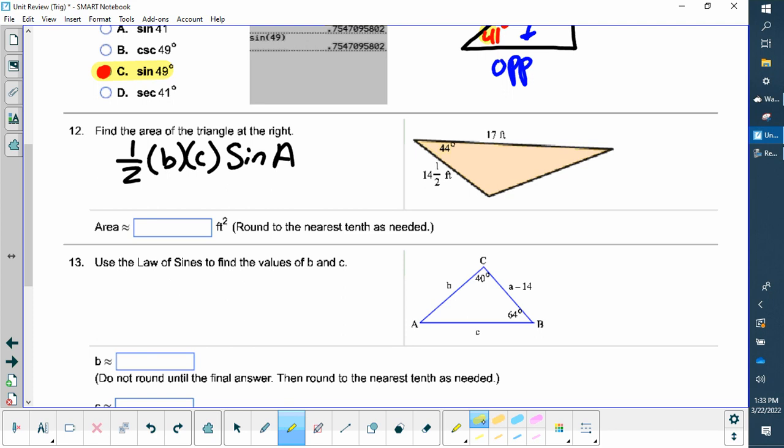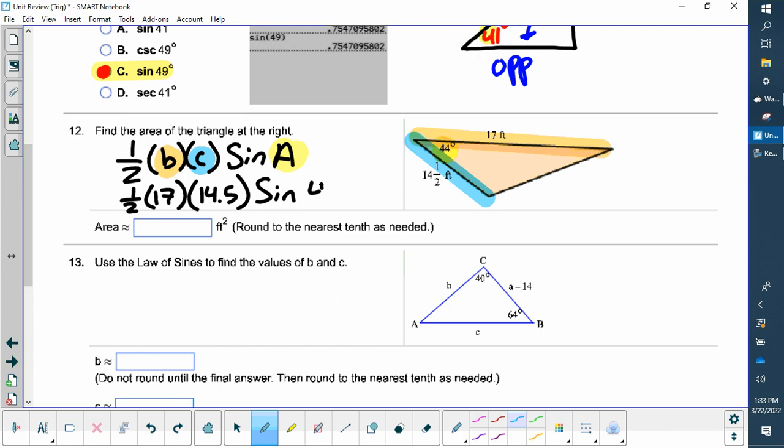If I have what's called a side angle side scenario, where I have a side and a side with an angle in between, so this would be side, angle, side, I'm going to fill in these numbers. Obviously the big A is the angle, so the 44 is going to go right here. And then we've got these two sides, and I don't care which one's B or which one's C. So maybe I'll put 17 right there, and maybe I'll put 14.5 right here. If I were going to write it out, 1/2 times 17 times 14.5 times the sine of 44.